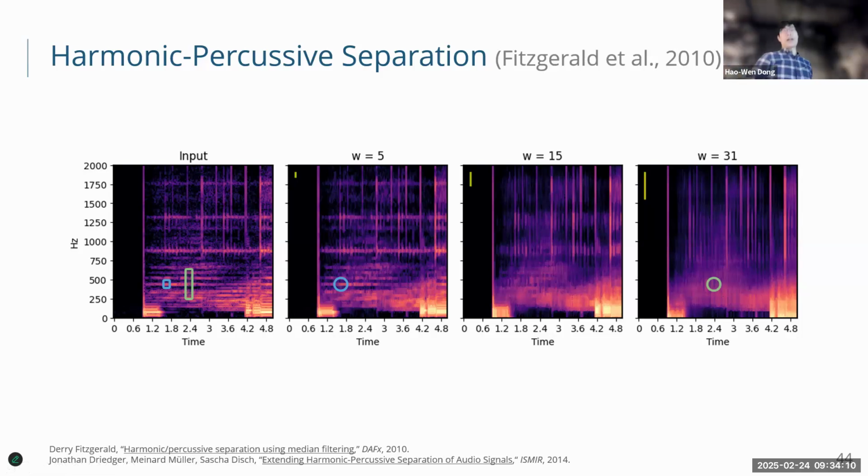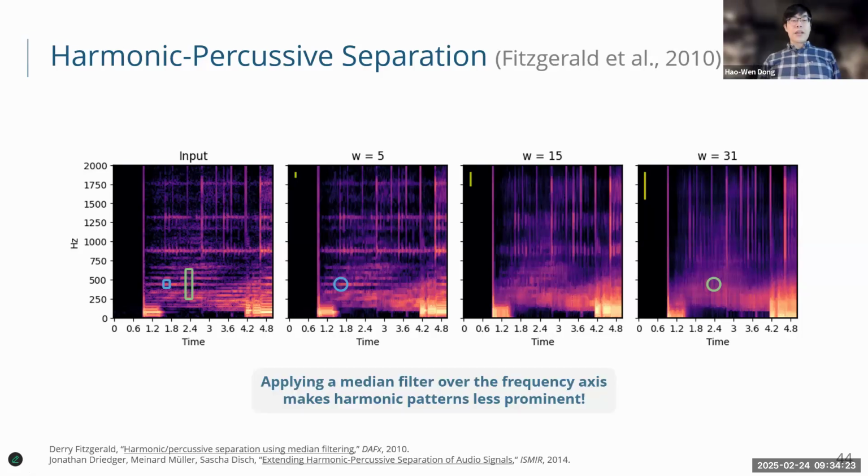So you can think about the median filter as just a way to make it blurry, but just across the temporal axis or just across the frequency axis. Applying the median filter over the frequency axis makes harmonic patterns less prominent. You can smooth things out and everything is just gone. It just becomes so smooth in the frequency part, just something blurry.